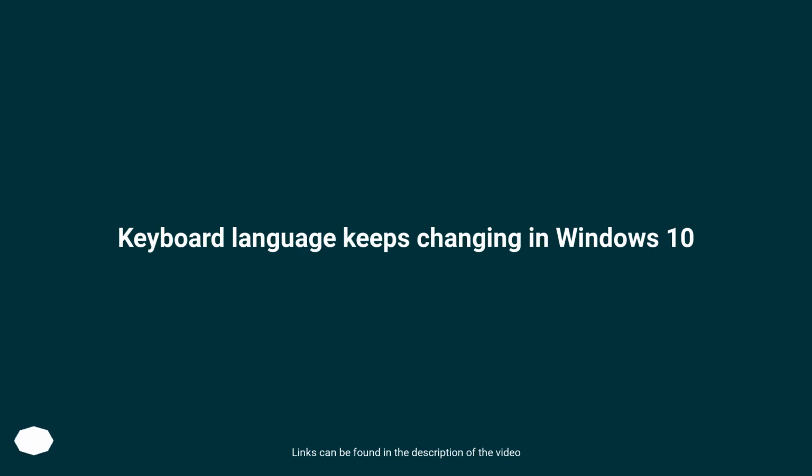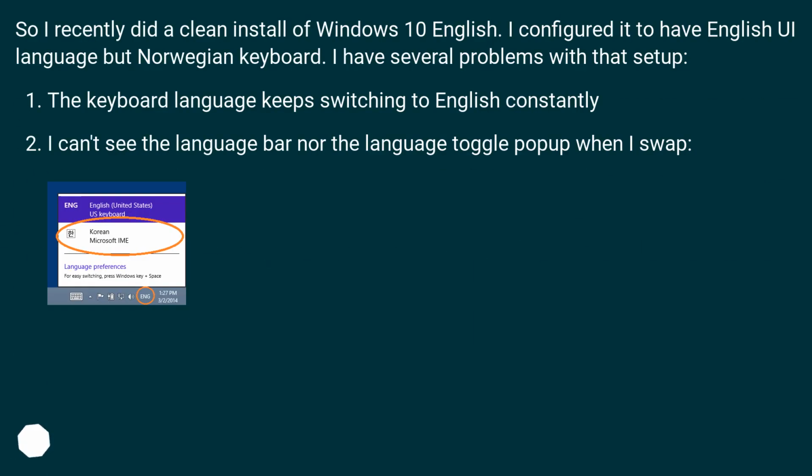Keyboard language keeps changing in Windows 10. So I recently did a clean install of Windows 10 English. I configured it to have English UI language but Norwegian keyboard. I have several problems with that setup. The keyboard language keeps switching to English constantly. I can't see the language bar nor the language toggle pop up when I swap.